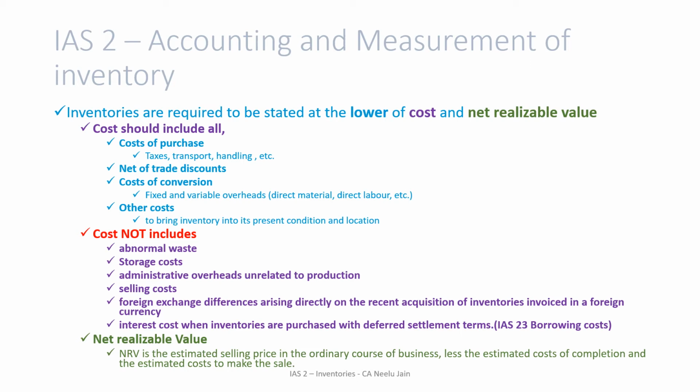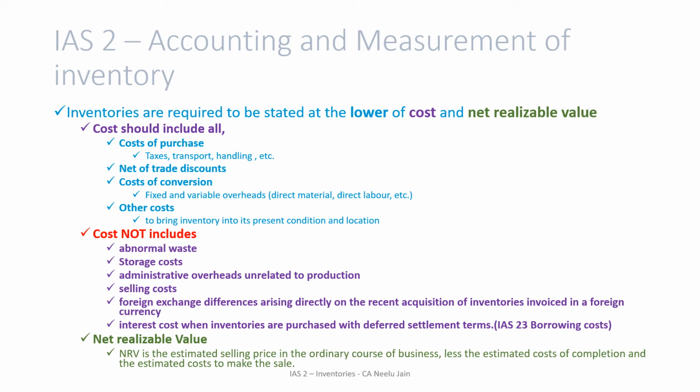So cost of purchase, trade discounts, cost of conversion, fixed and variable overheads like direct material, direct labor. If you are manufacturing a product, then cost of conversion is something which you will have to add to your cost of product. Other costs to bring the inventory to its present condition and location. All these costs will form part of the cost of your inventory.